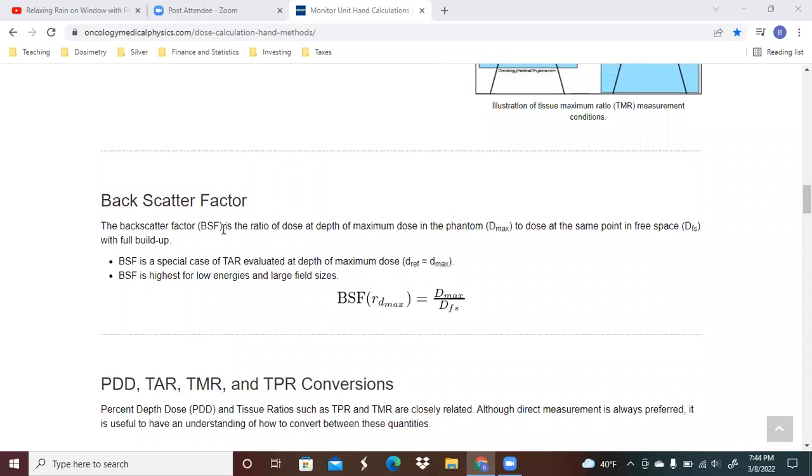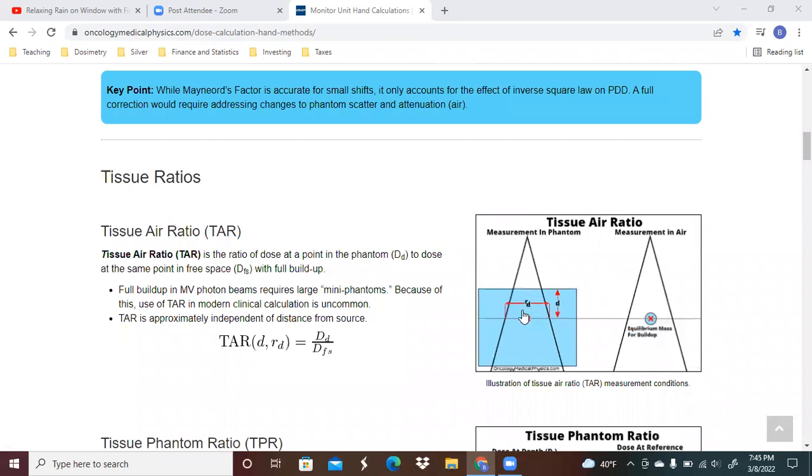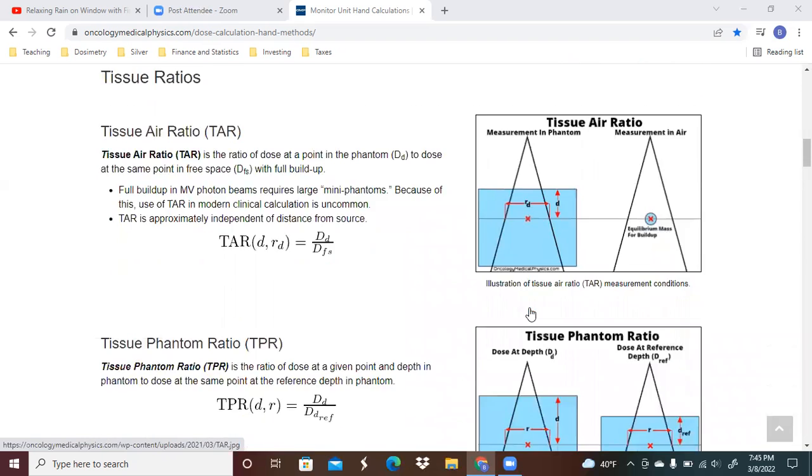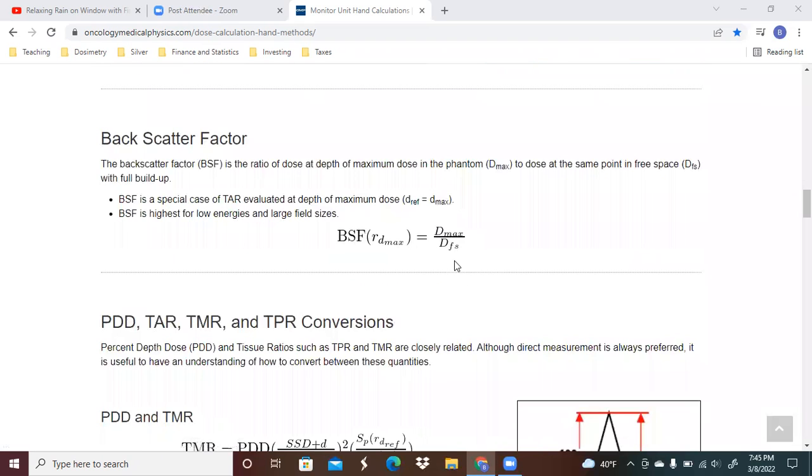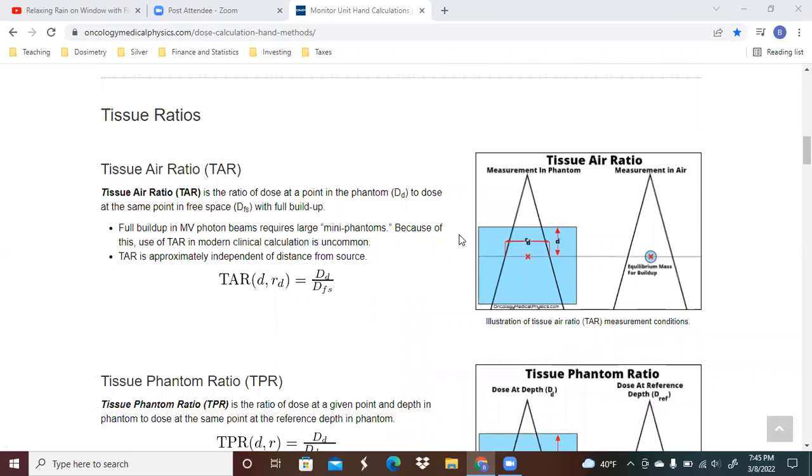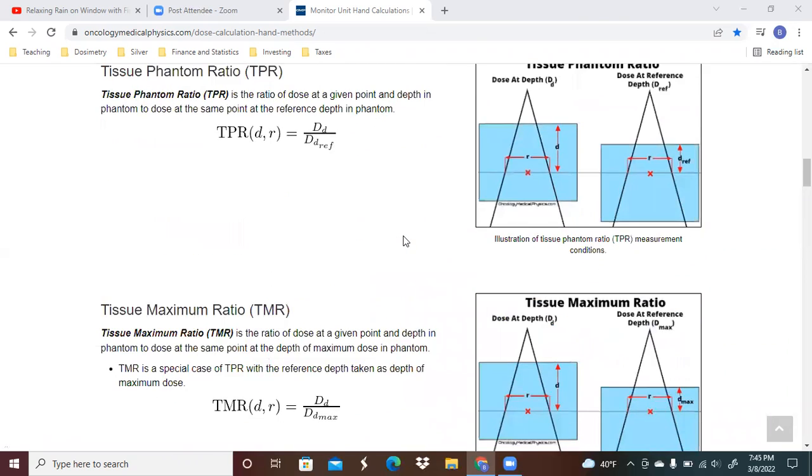A backscatter factor is the ratio of dose at depth of maximum dose in the phantom to the dose at the same point in free space. In other words, this right here adjusts that distance to D max. So you probably move this line up a little bit to put it at D max. Again, your collimator size is going to end up being the same, but at D max, that's where you get the measurement there in order to generate the backscatter factor. That's the only difference between the backscatter factor and the tissue to air ratio.